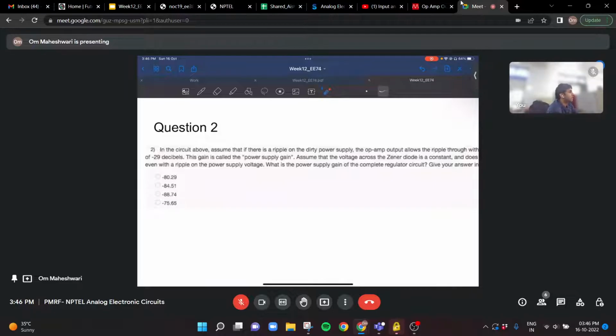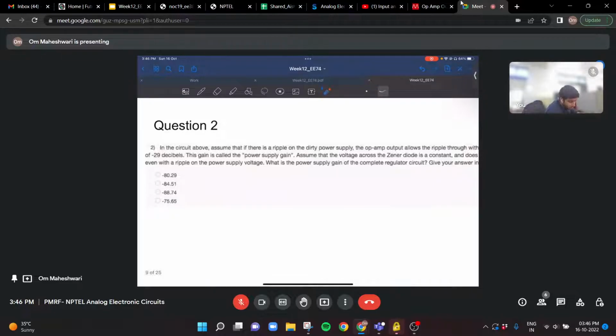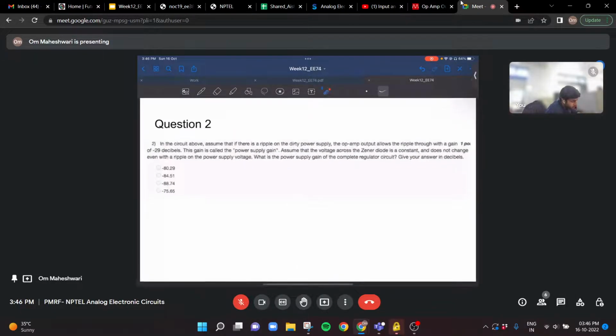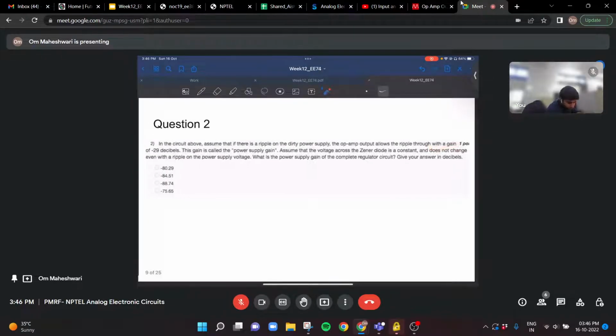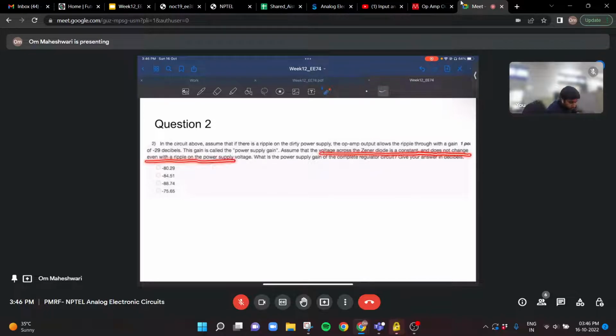In this question, they are saying that if there is a ripple on the dirty power supply voltage, the op-amp allows the ripple through with a gain of this many dB, and the gain is called power supply gain. Assume the voltage across the Zener diode is constant and does not change even with a ripple on the power supply voltage. What is the power supply gain of the regulator circuit? Give your answer in decibels.